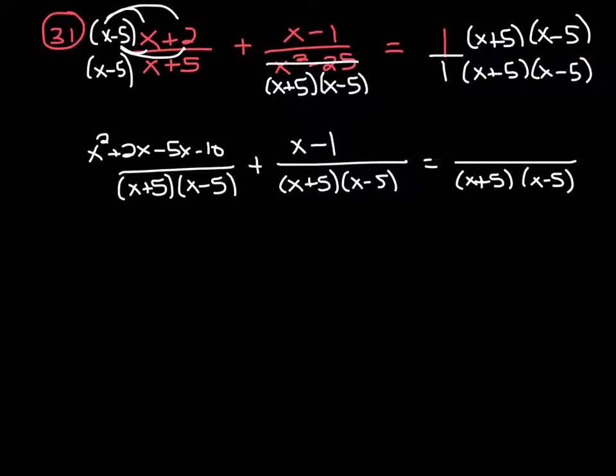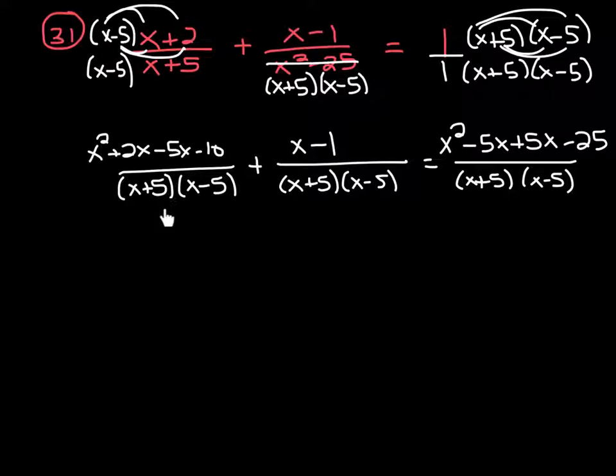And then over here, you may look at this and say, oh, look, that's a difference of two squares. So that's going to multiply out to x squared minus 25. But if you're not sure, just double distribute it out. So you get x squared minus 5x plus 5x minus 25. Okay, step 1 is done.